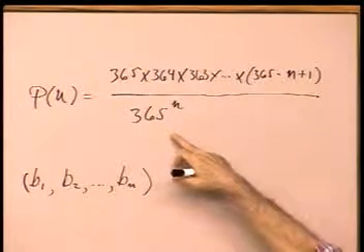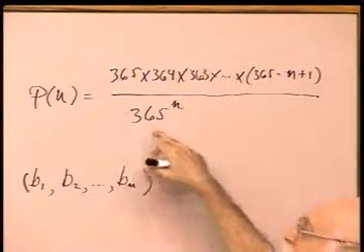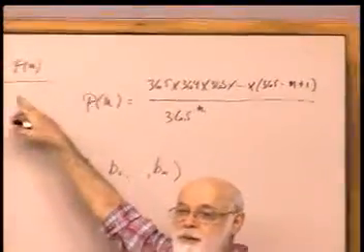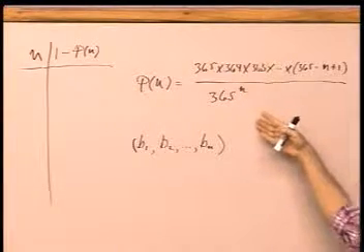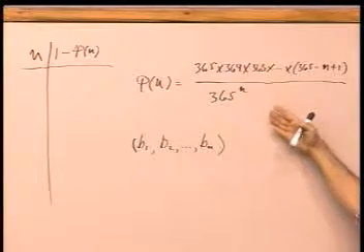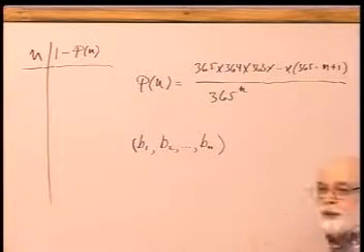And now that's the answer. That's the probability that there is no match. So 1 minus that is the probability there is a match. So it's simple. There's nothing to it. The interesting thing here is that when you plug in numerical values, the answers turn out to be different from what most people would expect.